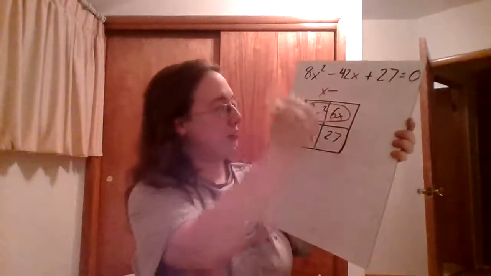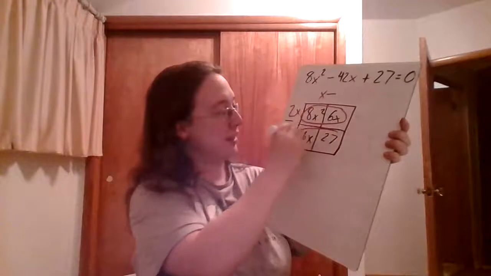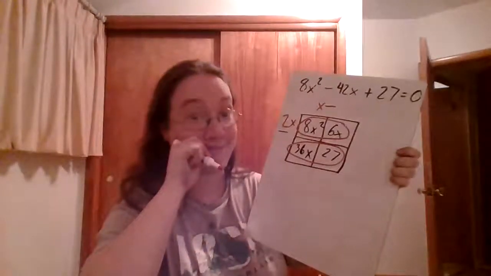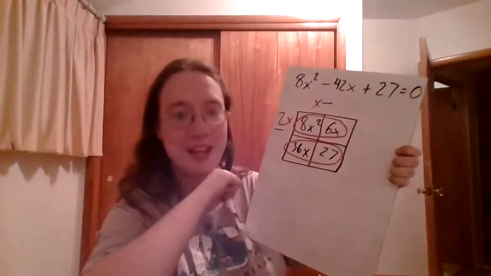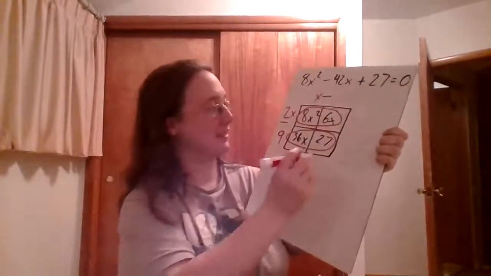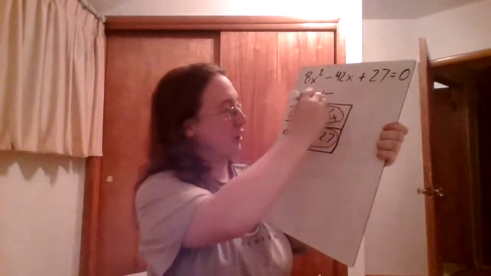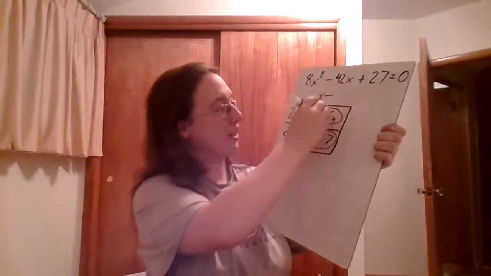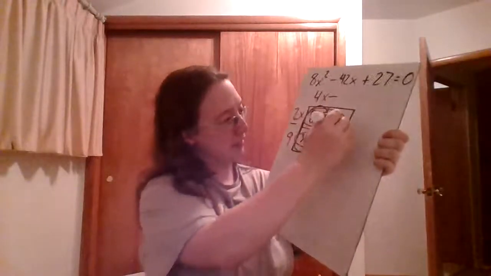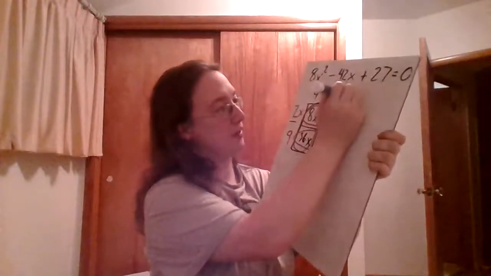So 8 and 6, biggest thing that goes into both of those is 2. Biggest thing that goes into both 36 and 27. Anybody say 9? Okay, so we got a 9. And then we've got the biggest thing that goes into both 8 and 36, and that's going to be 4. And the biggest thing that goes into both 6 and 27 is going to be 3.